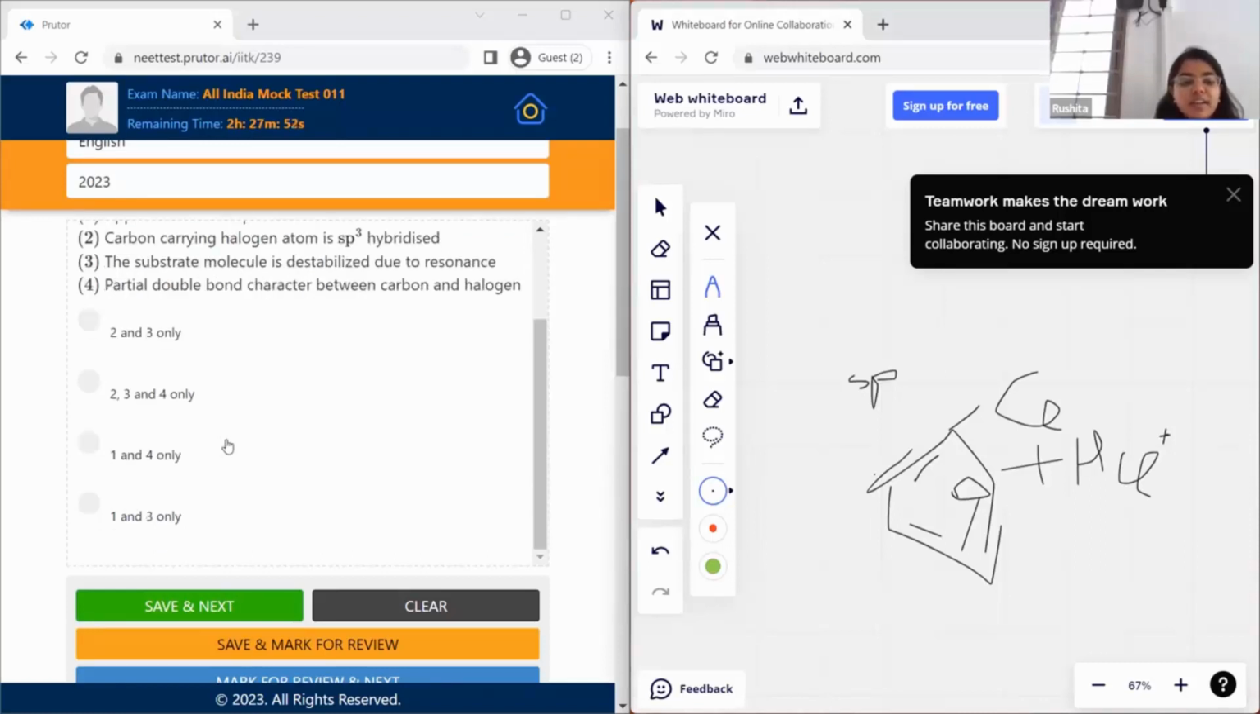So 1 and 4 are correct. So option 3 is the correct one here.